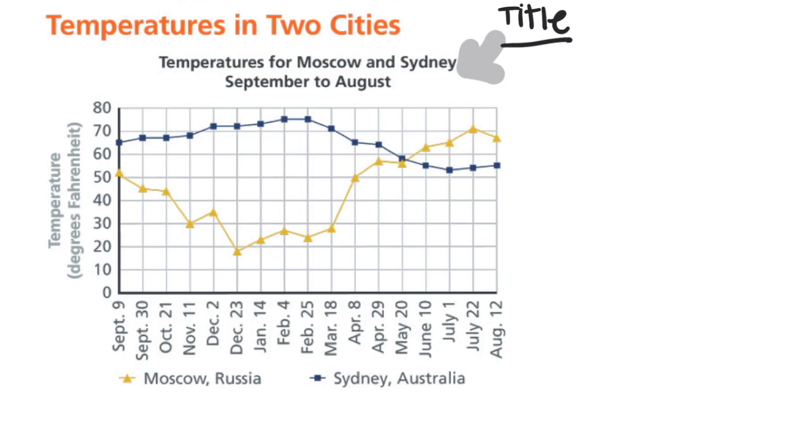Okay, so this graph of temperatures is a kind of coordinate graph, and it's called a line graph. What's important to understand about coordinate graphs is that any point represents two related values.